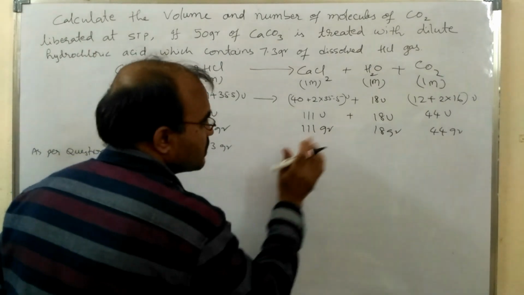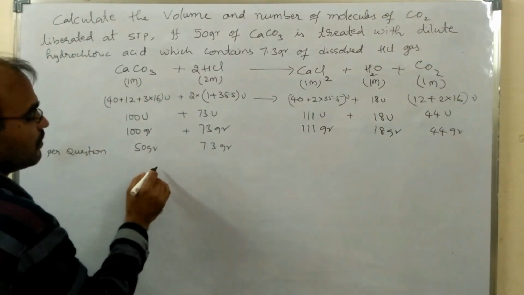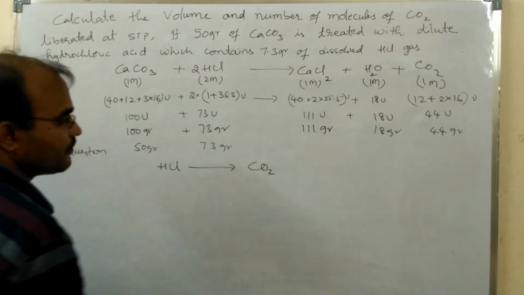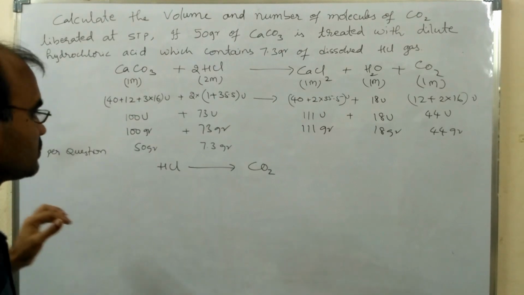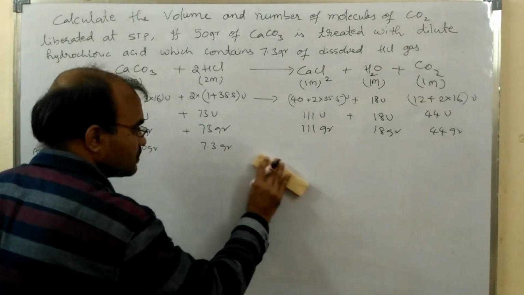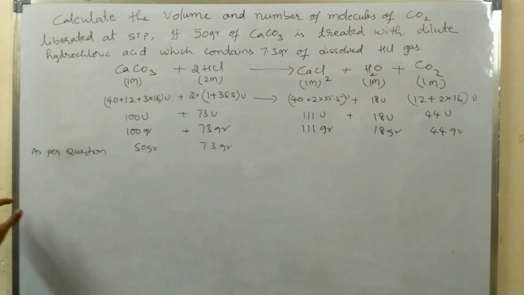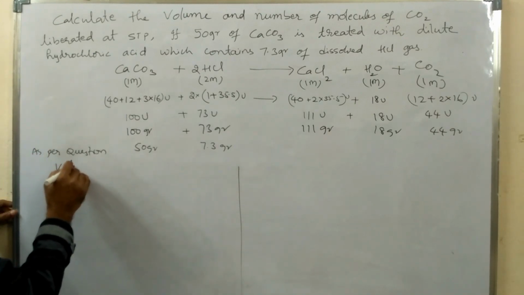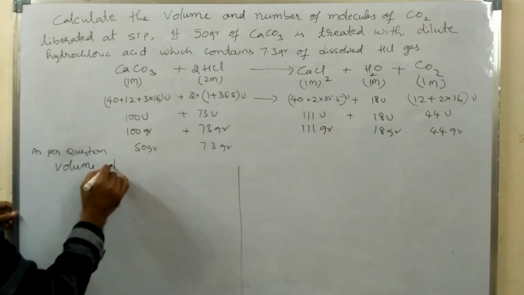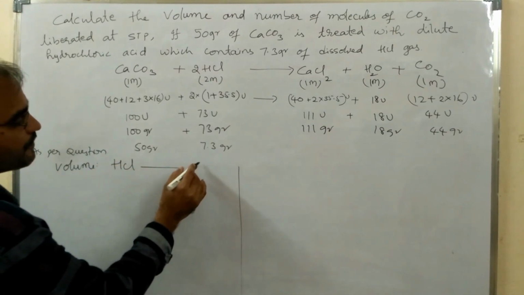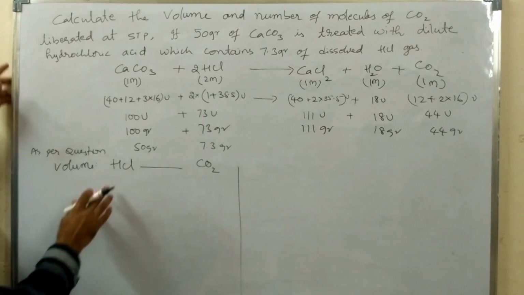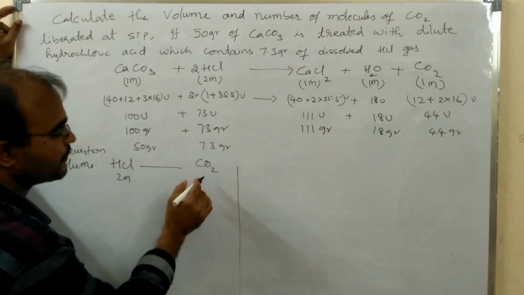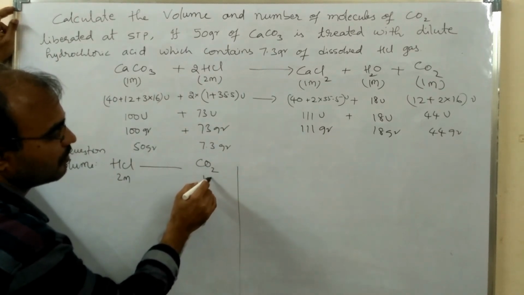So we have to consider HCl versus CO2. Let us write now. HCl versus CO2, we have to calculate to know. Let's divide the board into two parts, HCl versus CO2: once for volume, another time for number of particles. So volume. We have to consider HCl versus CO2 gas. First of all, write as per the moles. HCl, how many moles? 2 moles. This is 1 mole. Remember that.